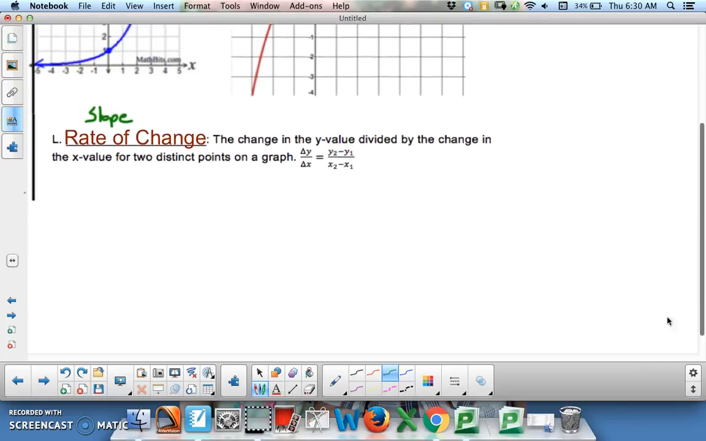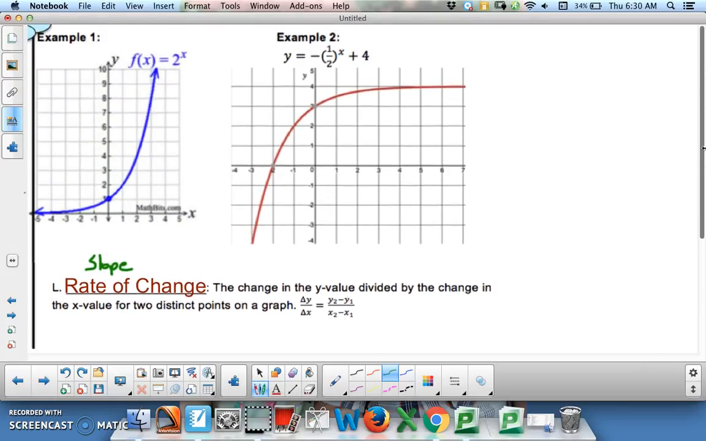I should have typed some in the notes, but I didn't, so I'm just going to make it up right now. I want to find the rate of change over the interval, let's say, from 0 to 2. Yeah, let's do 0 to 2. That's the interval that I want to use, which means I'm going to go from here to here.